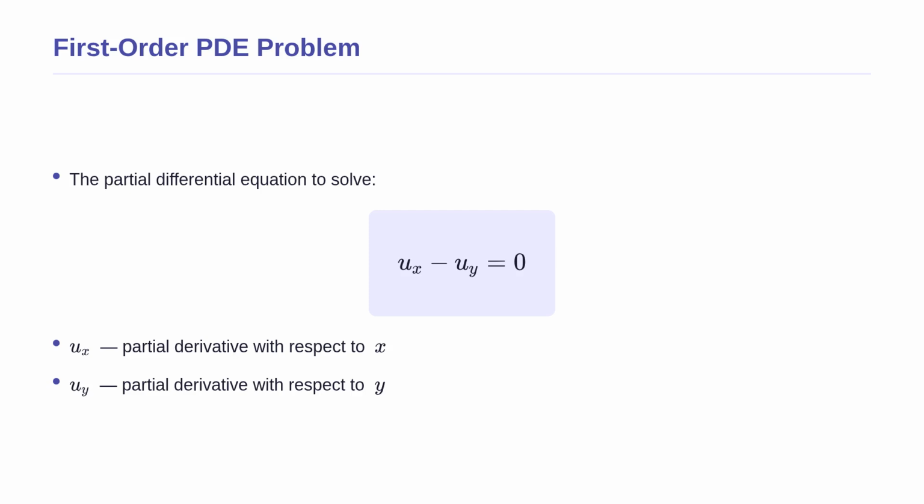Here is the specific equation we will solve for our first example. We have the partial derivative of u with respect to x minus the partial derivative of u with respect to y set equal to 0. Conceptually, this equation describes a system where the rate of change in the x direction perfectly balances the rate of change in the y direction. The symbol u sub x is the change along the x-axis, and u sub y is the change along the y-axis. If the rate of change in x increases, the rate of change in y must also increase by the exact same amount to maintain this zero balance.